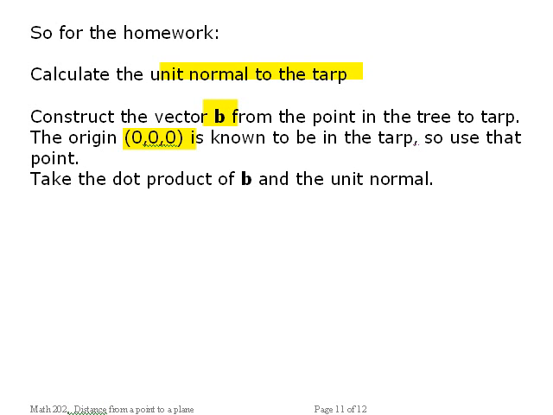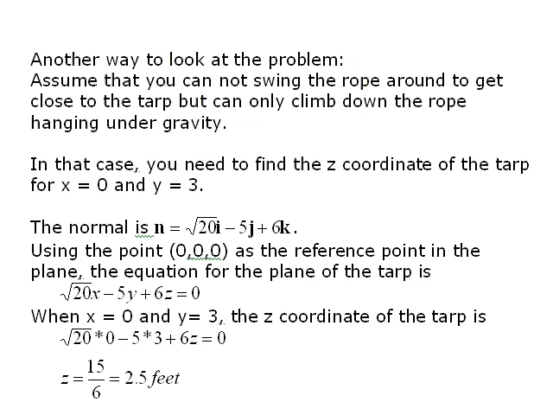Now there's another way to look at this problem. In this other way, you might say that if you have the rope in the tree, you can't really swing out and jump onto the tarp. Say you can only climb down the rope while it's hanging under gravity, and that way the rope would be hanging down parallel to the z-axis, and that you were in the tree at the point x equals 0, y equals 3, and z was 25. So you need to find the z-coordinate of the tarp at these same values of x and y, and you'll see how far you are with the rope.